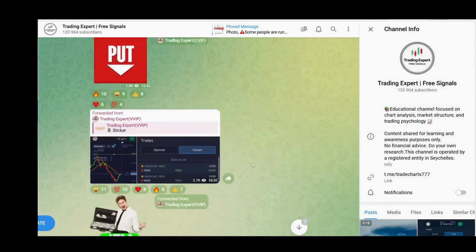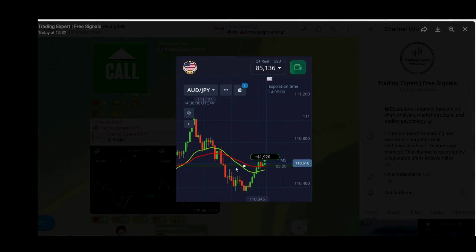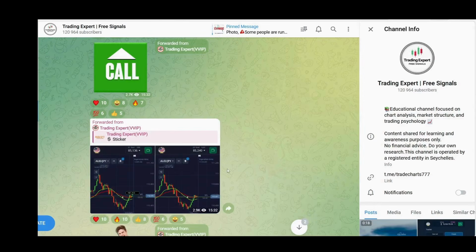Let's move on to the third trade, which we provided on AUDJPY for an upside call side move in the VIP group. You can see there was a support level, and a moving average was also present. That's why we provided a signal for the upside move, and this was also a clear win.